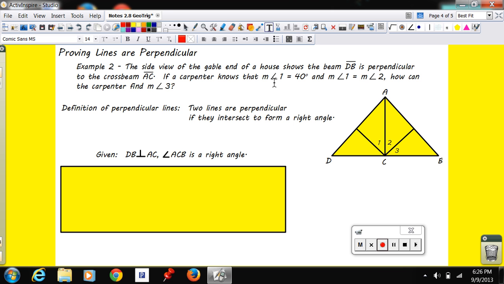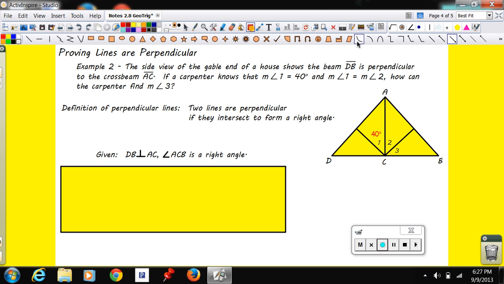If a carpenter knows that the measure of angle 1 is 40 degrees, so immediately I would write the number 40 degrees on my picture if I was doing a test or something. I would just want to visualize it where everything is, so I'd put 40 degrees right there. I know that angle 1 is 40, and that the measure of angle 1 equals the measure of angle 2, so immediately I would put arcs in there. So I know angle 1 is congruent to 2. That's not a great arc, so let me do a different one. Let's try this one. Okay, so I know 1 and 2 are congruent.